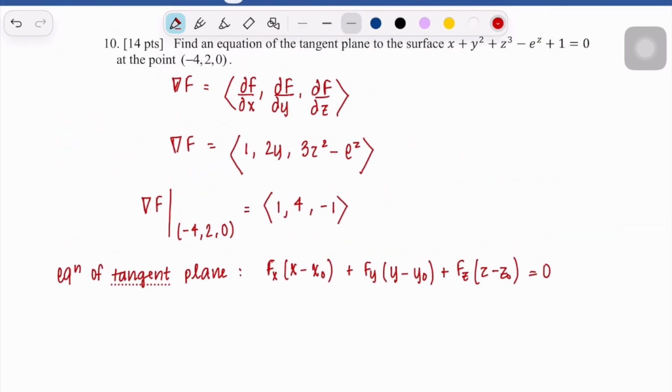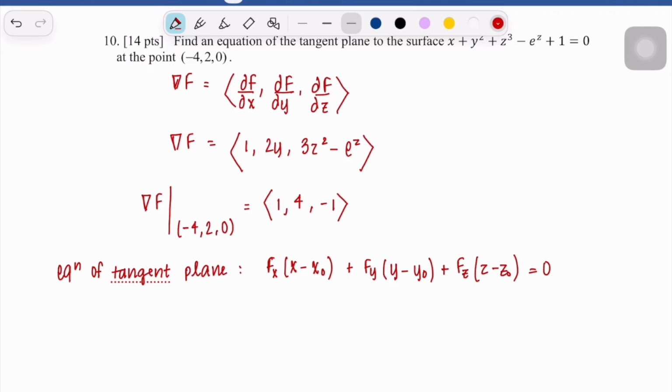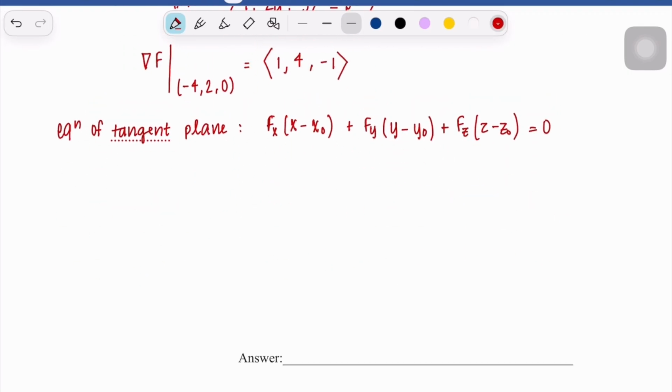Our x naught, y naught, and z naught would just be these points, -4, 2, 0. And our F_x, F_y, and F_z would be 1, 4, and -1 respectively. So 1 times (x minus -4) would be positive 4, so x plus 4, plus 4 times (y minus 2), plus negative 1, because F_z is negative 1, times (z minus 0) equals 0.